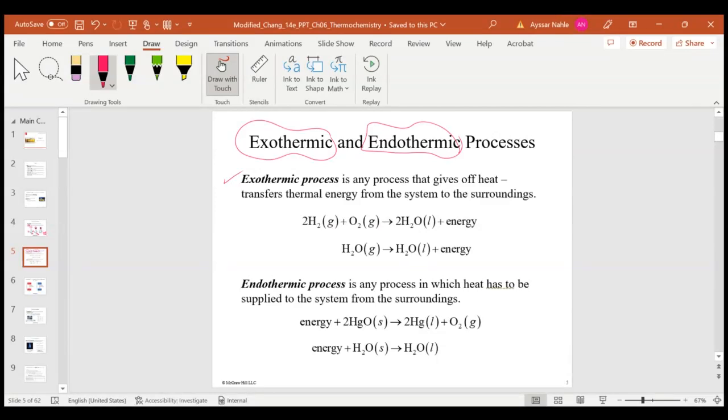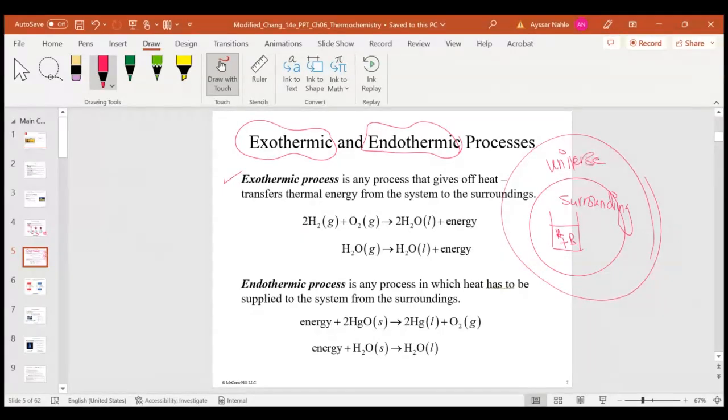If I have a certain material here, I have a chemical reaction, A plus B. This is my system. Anything around my system we call the surrounding. Anything around the system and the surrounding we will call from now on the universe. Okay, is it clear? So you have the system and the surrounding.